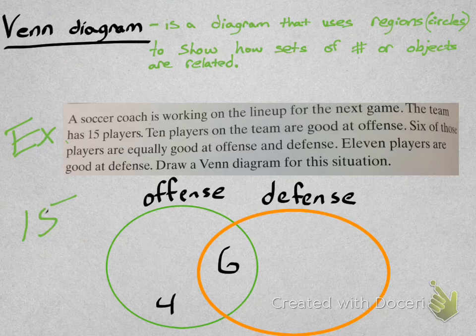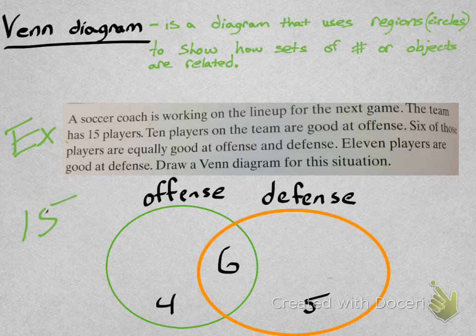Now defense says 11 players are good at defense. But you forgot about the ones who are good at both. So we have to subtract 6 from 11, which gives us 5. So if we did this right, if we add up all of our numbers in our circles, we should get 15. 4 plus 6 is 10, plus 5 is 15. Works out perfect.